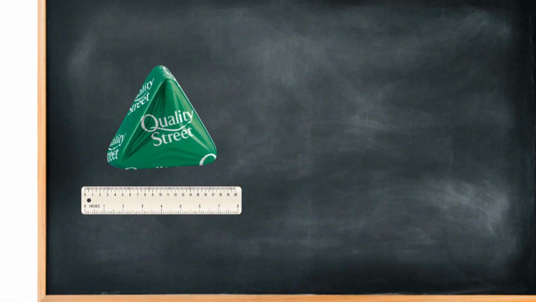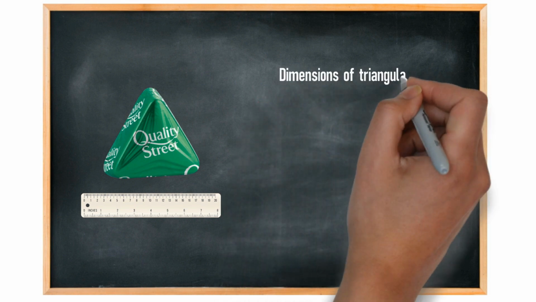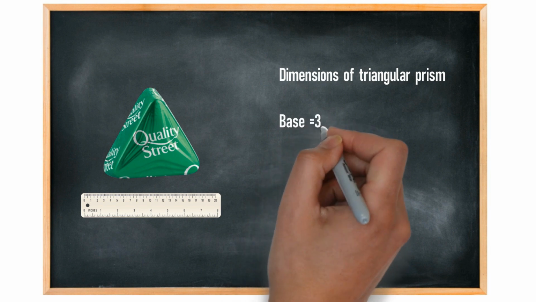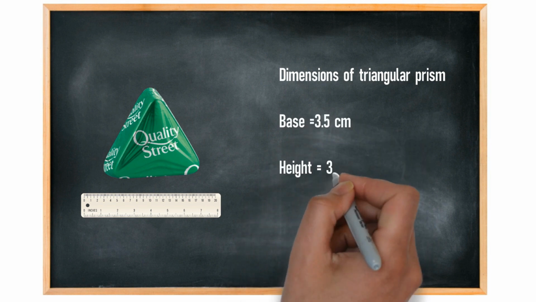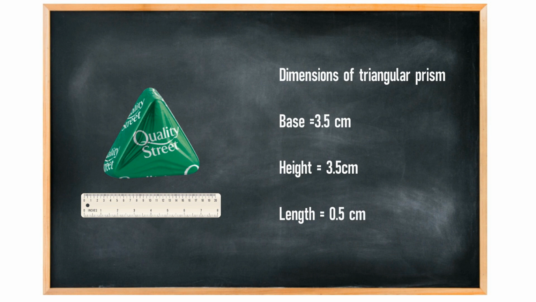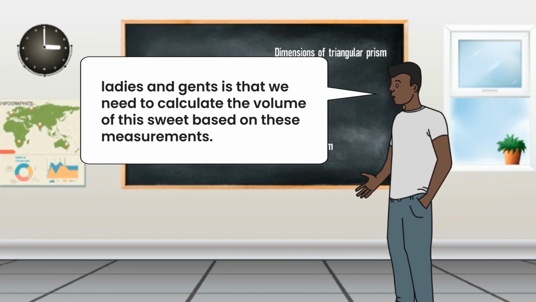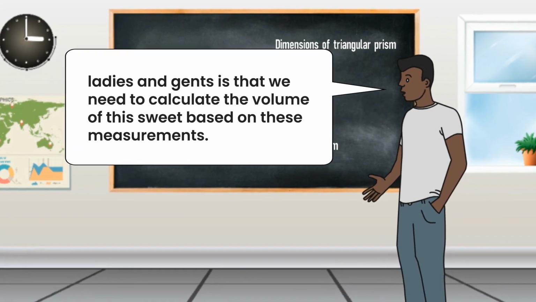So I'm going to quickly use this ruler to measure the sweet's dimensions now. After measuring, Leif wrote down the dimensions of the sweet on the whiteboard as follows. Base equals 3.5 centimeters. Height equals 3.5 centimeters. Length equals 0.5 centimeters. Leif then said, "The problem here, ladies and gents, is that we need to calculate the volume of this sweet based on these measurements.